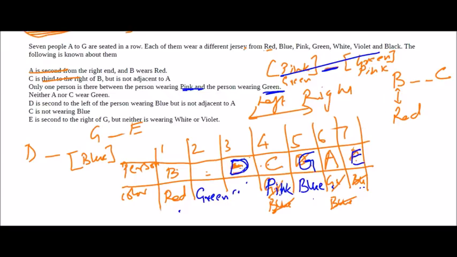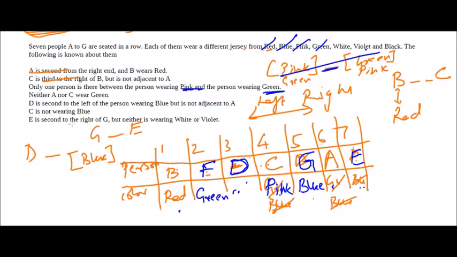Now the last person here, after A, B, C, D, E, will be F. Now let's look at the colors. Blue is done, red is done, pink is done, green is done. You have white, violet and black.